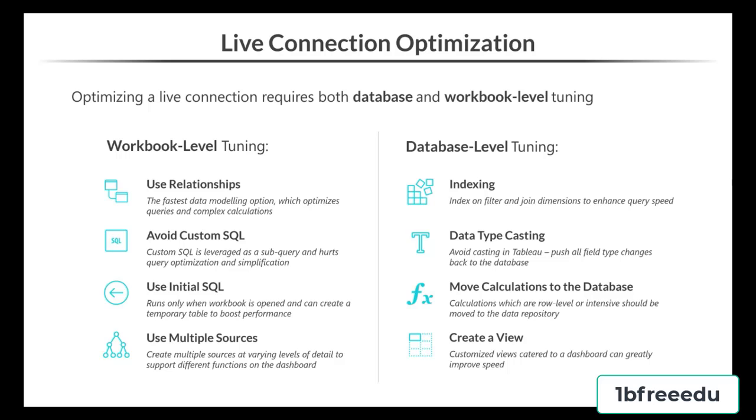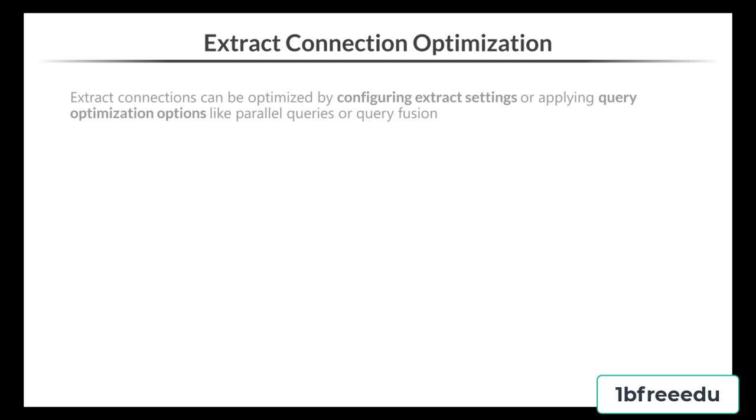Now that we've reviewed ways to improve a live connection, up next we'll be diving deeper into extract connection optimization. Extract connections can be optimized by configuring extract settings or applying query optimization options like parallel queries or query fusion. Extracting itself will likely produce performance benefits for your workbook, even if you do nothing else besides just extract the data. We can go further in an effort to produce even better performance by configuring extracts to optimize queries and reduce data loads on your dashboard.